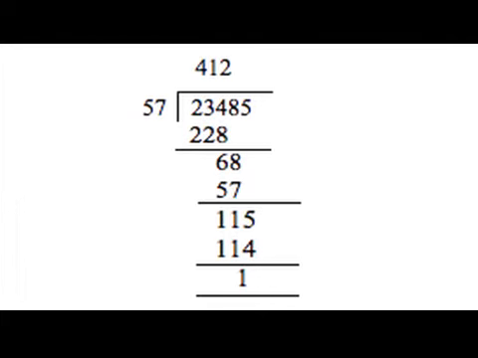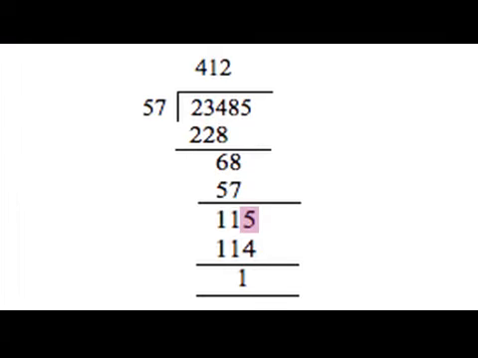The next step, bring down 8 to the right of the difference 6, and get 68, because 57 is less than 68. So, we write 1 at the quotient and 57 below 68, then subtract. The next step, bring down 5 to the right of the difference 11, thus we get 115. 57 into 2 is 114, which is less than 115. So, we write 2 at the quotient and 114 below 115, then subtract. Thus, we get the difference 1 as the remainder.